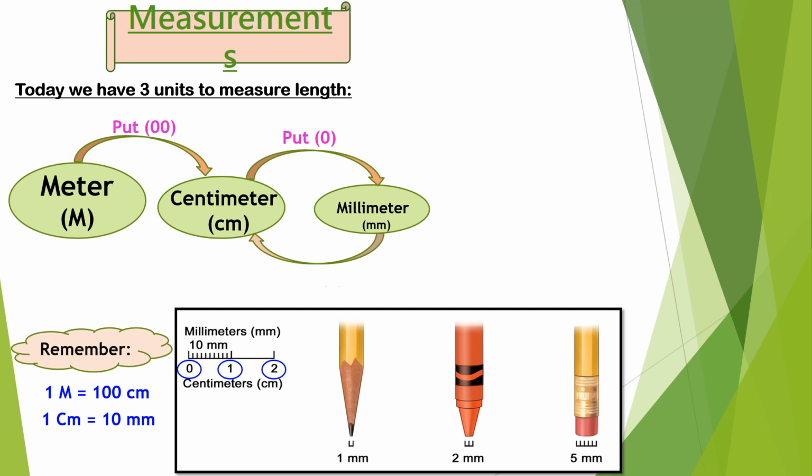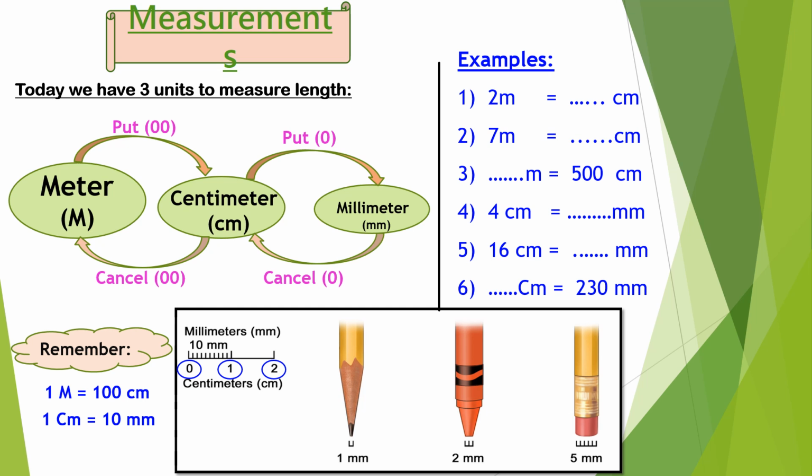In the opposite direction, if we want to convert millimeter to centimeter, it means from the smallest unit to the greatest unit, we will cancel 0. And if we want to convert centimeter to meter, we cancel 2 zeros, 2 zeros, because 1 meter equals 100 centimeters. Now let's practice. We have some examples here.